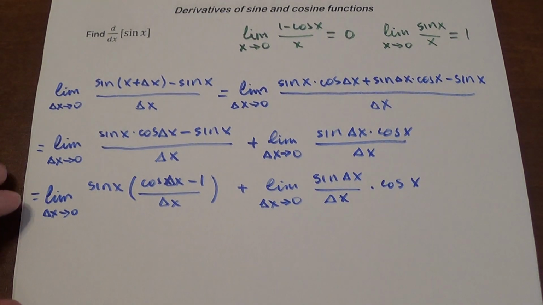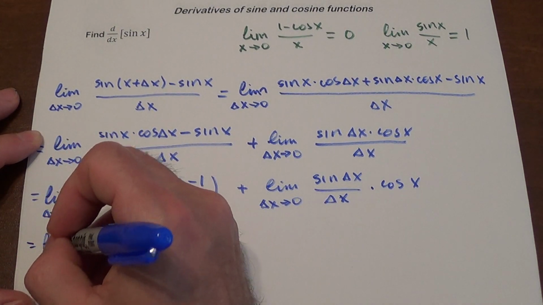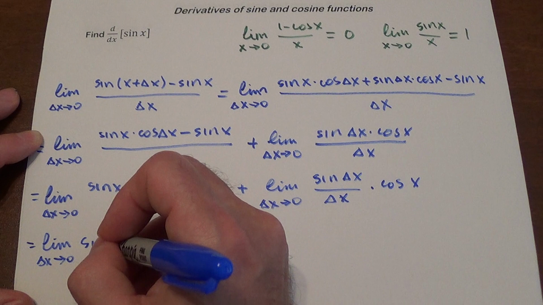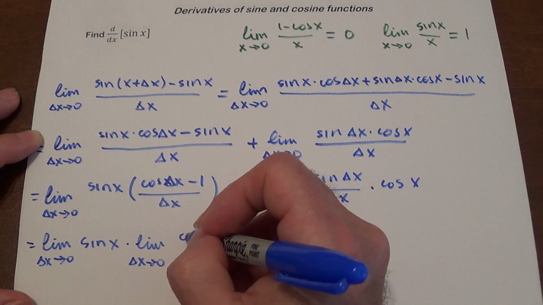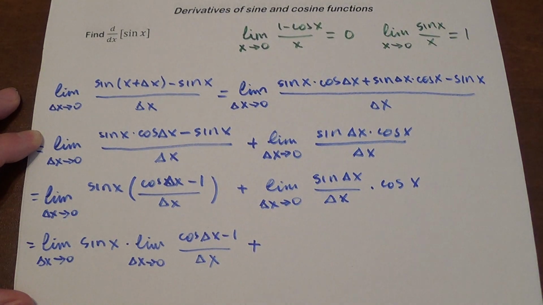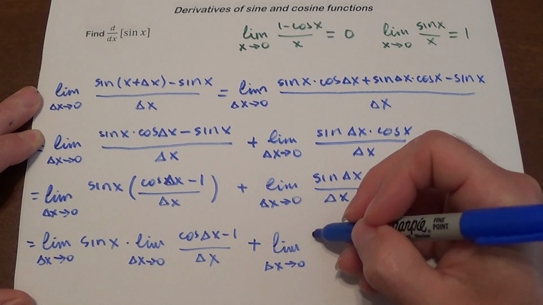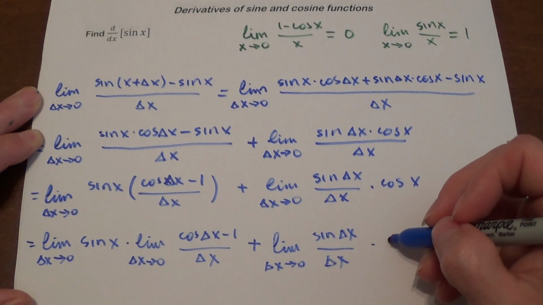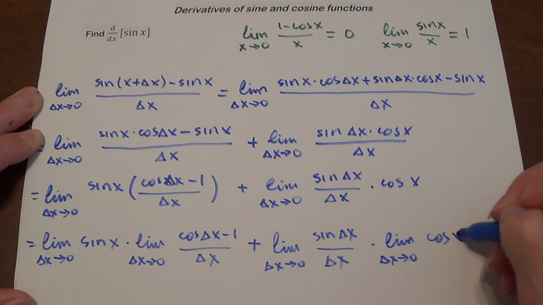Okay, so now we're going to use properties of limits that tell you that the limit of a product is the product of limits. So the limit as delta x approaches 0 of sine x times the limit as delta x approaches 0 of cosine delta x minus 1 divided by delta x, plus another product: the limit as delta x approaches 0 of sine delta x over delta x times the limit as delta x approaches 0 of cosine x.